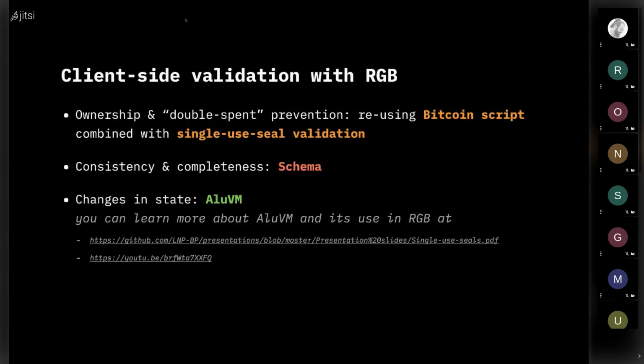Next, the other part of the RGB validation is validation of the consistency and completeness of RGB data. And this consistency and completeness is validated using what we name RGB schema. It's basically a declarative description of how the RGB DAG, the DAG of RGB contract nodes, should be composed. So that's what schema is. And finally, what you need to validate is each change of the state throughout the history. And you do that by utilizing AluVM, which is an algorithmic logical unit virtual machine designed specifically for RGB. You can learn more about AluVM and its use in RGB by watching another presentation that we had about a month ago. Again, I'm giving a link to slides and the video here.